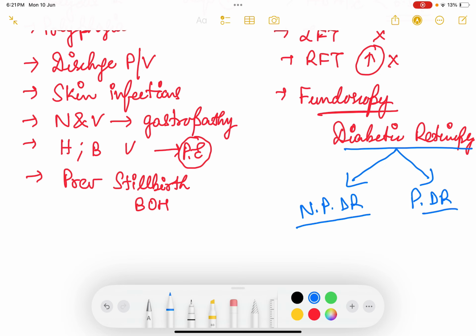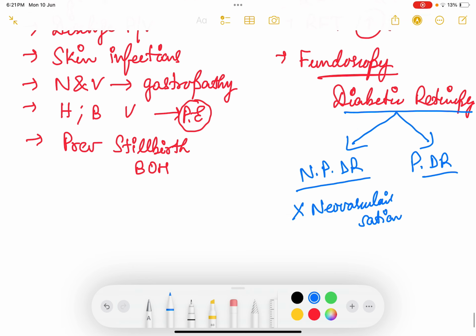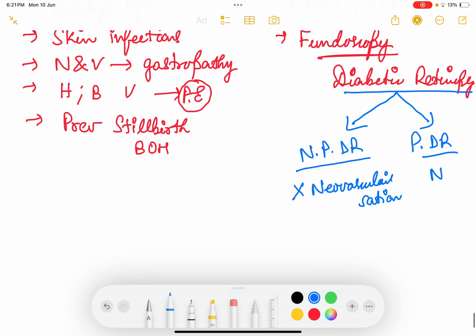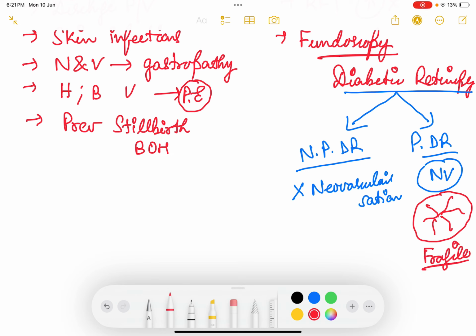Non-proliferative diabetic retinopathy is when there is no neovascularization. जब नहीं है तब उसको बोलते हैं non-proliferative diabetic retinopathy. Whereas जब neovascularization हो जाता है, that is new blood vessels formation हो जाता है fundus में, then you say it is proliferative diabetic retinopathy. These new blood vessels which are formed in the fundus, they are very fragile, and so they can rupture any of the time, and if they rupture, then chances of retinal hemorrhage increases.